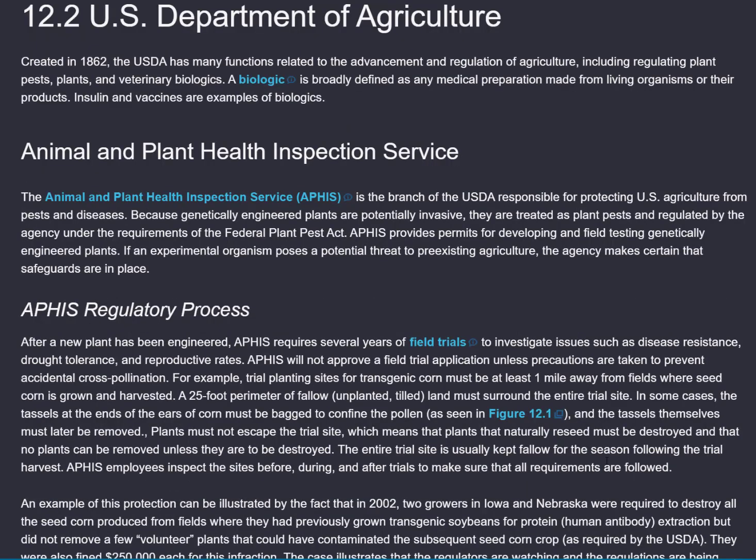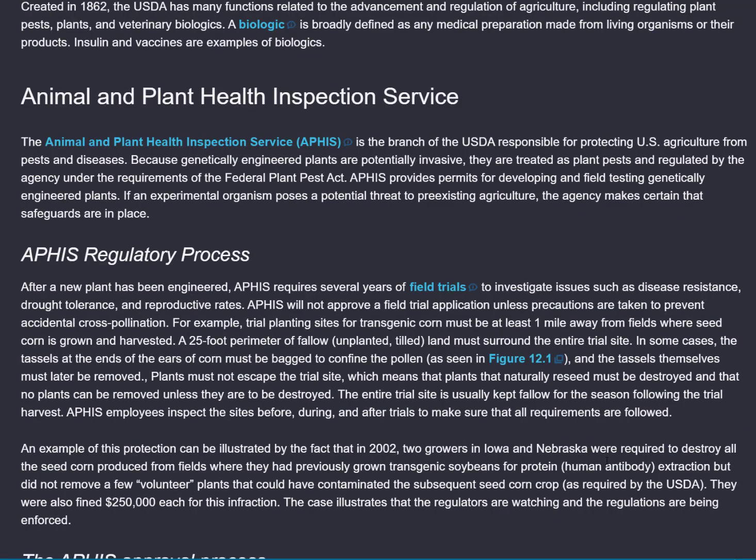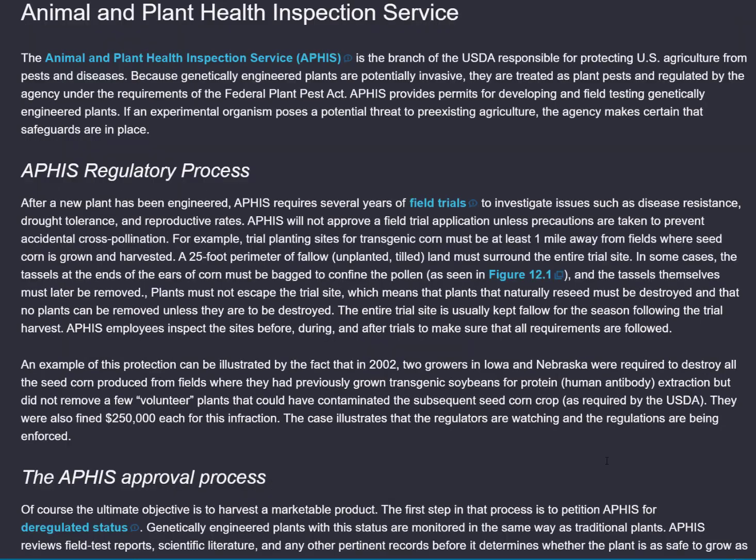12.2 U.S. Department of Agriculture. Created in 1862, the USDA has many functions related to the advancement and regulation of agriculture, including regulating plant pests, plants, and veterinary biologics. A biologic is broadly defined as any medical preparation made from living organisms or their products. Insulin and vaccines are examples of biologics.